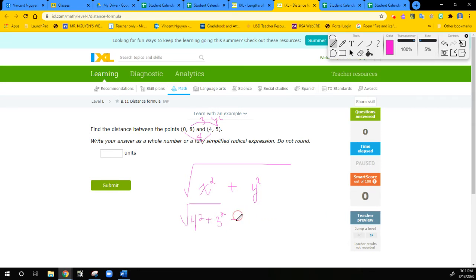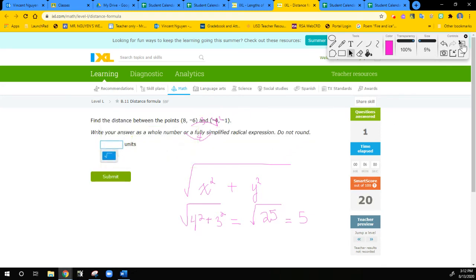Now, I know this is going to be the square root of 25 because we've done this too many times. 4 squared is 16 plus 3 squared is 9. 16 plus 9 is 25. And 25 happened to be a very nice number. It's 5. So I know the answer to this one is 5. But I know this is the first problem, so it's easy. The next problems are not going to be that easy, okay? But the concept is still the same, okay? This formula is still the same. All right. Let's work with some negative numbers here.